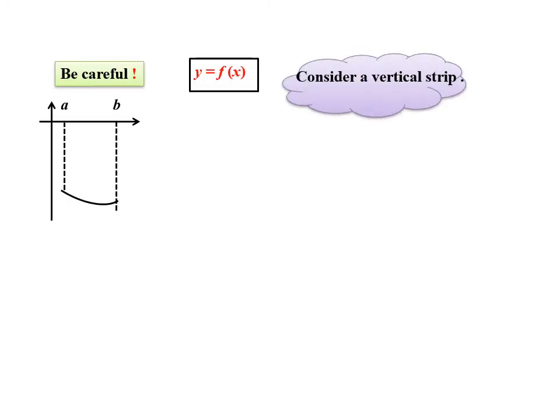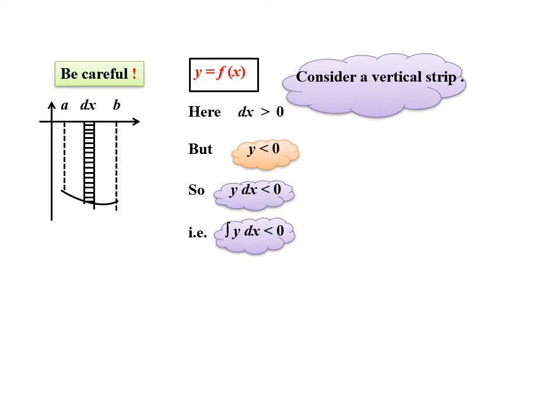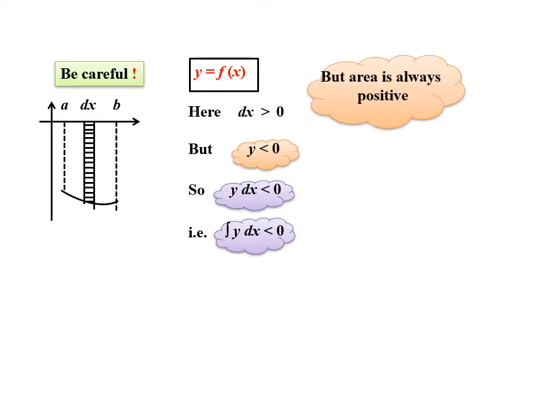Next, be careful. y is equal to f of x. Consider a vertical strip dx. Here dx is greater than 0, y is less than 0. So y dx is less than 0. That is, area cannot be negative.